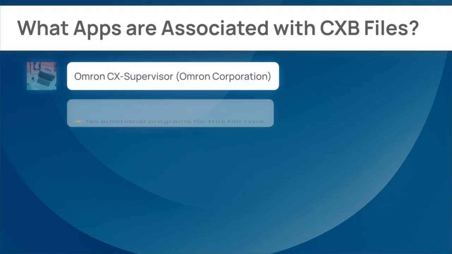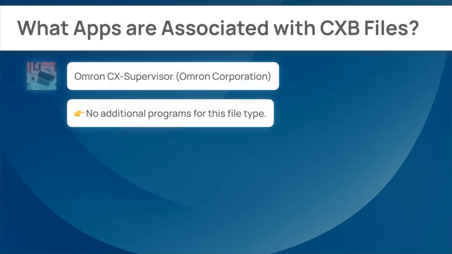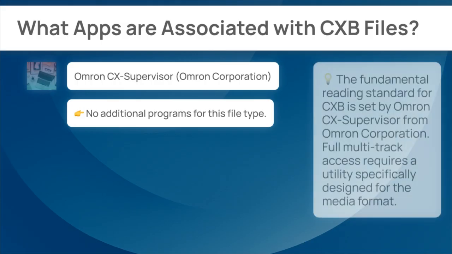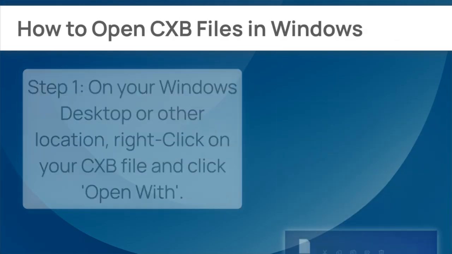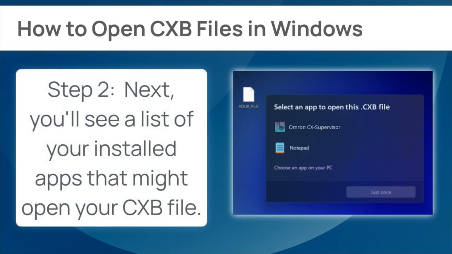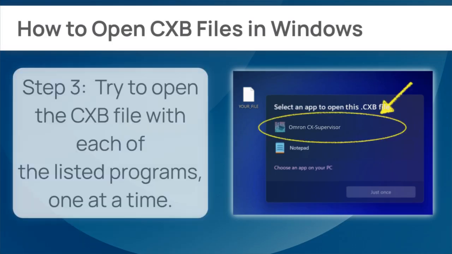Omron CX-Supervisor from Omron Corporation should be your first choice when attempting to open CXB. Full multi-track access requires a utility specifically designed for the media format. Windows does not decode proprietary backup structures, so compatible software is required for access. To start the process, right-click your CXB file and select Open With. If you have Omron CX-Supervisor installed, test that first. If not, try another option.